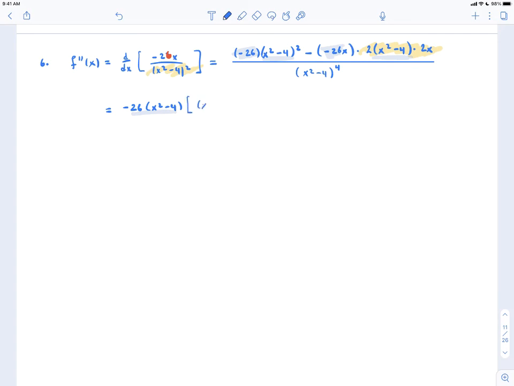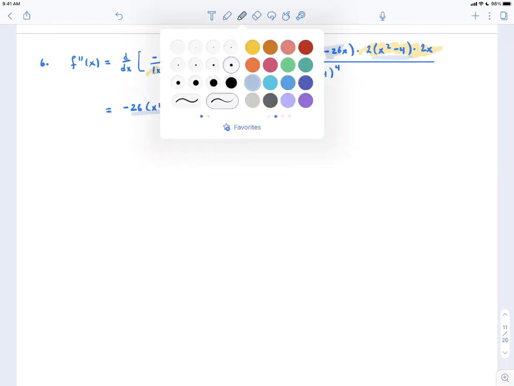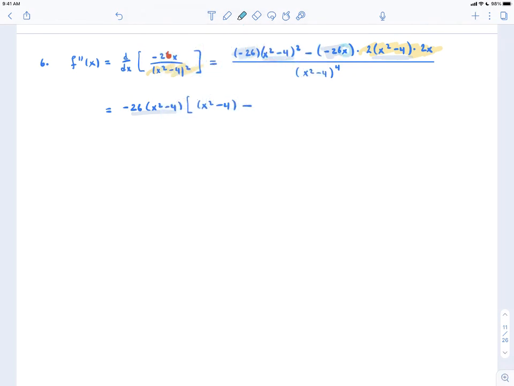So we're going to have one more x squared minus 4 here, and then we're going to subtract. And what are we going to subtract? Well, we have an x here. We factored out this minus 26. So let's see, what else do we have? We're leaving this x behind, and we're leaving that 2 behind and that 2x behind. So that's going to give us 4x squared, like so. And all of this is divided by x squared minus 4 raised to the 4th.